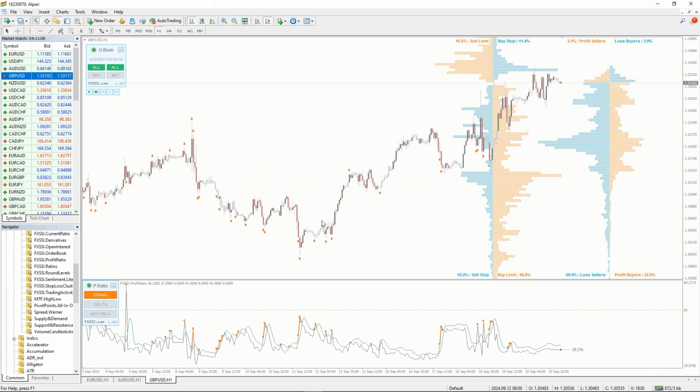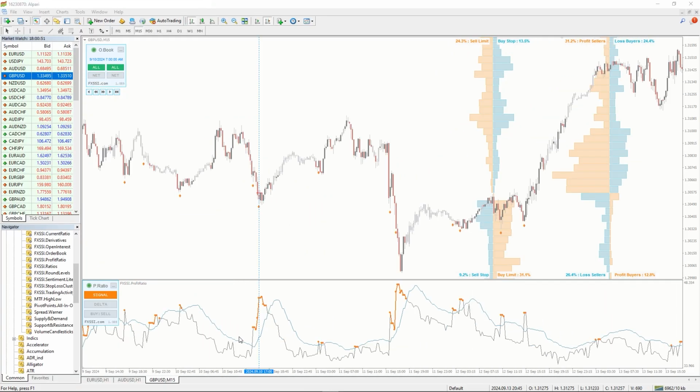By the way, the order book itself offers numerous opportunities to analyze market sentiment. Make sure to give it a try. Alright, let's get back to the profit ratio indicator.